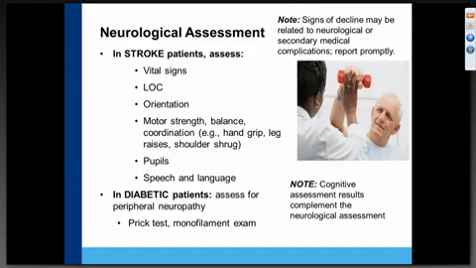And they state very clearly that nurses in all practice settings should continue to monitor neurological status on an ongoing basis for any changes in vital signs, level of consciousness, orientation, motor strength, balance and coordination, for example, checking hand grips, leg raises, being able to shrug the shoulders, checking pupils, any changes in speech and language. They also recommend blood glucose monitoring as well for patients who have diabetes along with stroke. So nice guideline there if people want to look at that. It's rnao.org, and you can have access to numerous guidelines that they've put together that are all evidence-based. I really like that source.